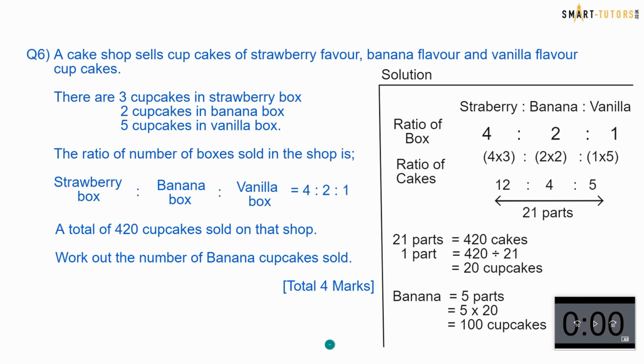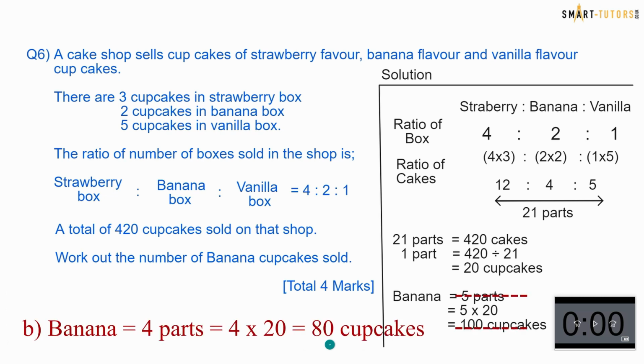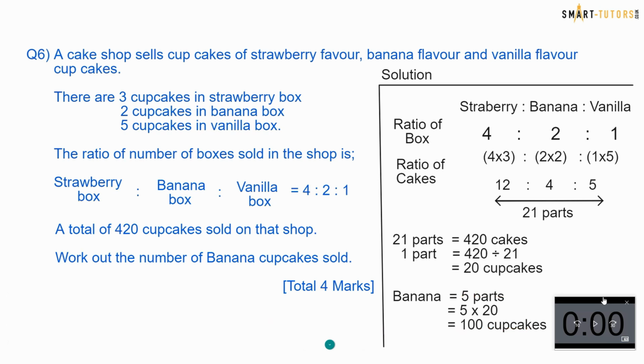If you add everything together, 12 plus 4 is 16, plus 5 is 21 parts. 21 parts equal 420 cakes. For 1 part, you divide by 21, you get 20 cupcakes. So banana cupcakes, which is the question, is 4 parts... 5 parts?, 5 times 20 is 100 cupcakes, which is the answer. That is question number 6. Let's move on to question number 7.